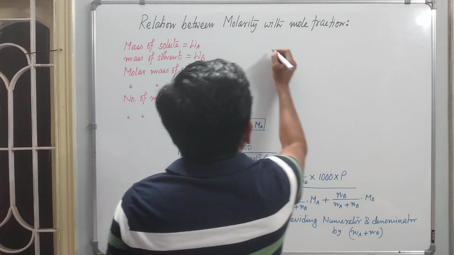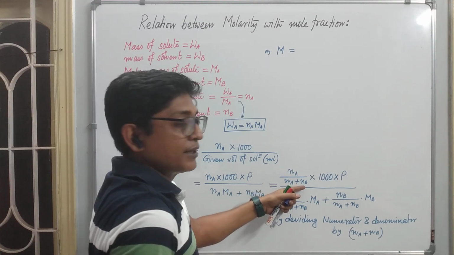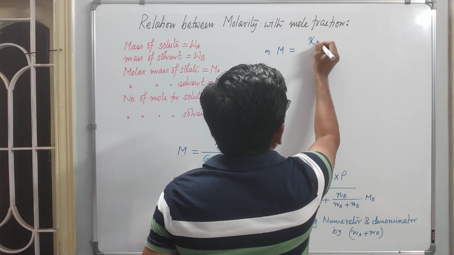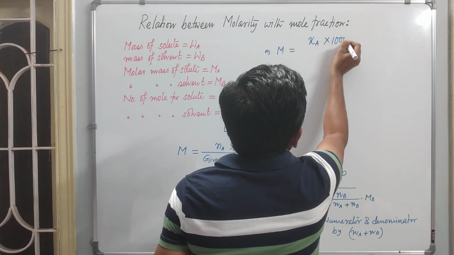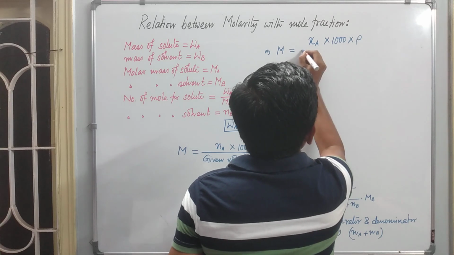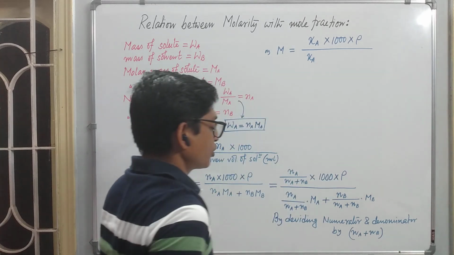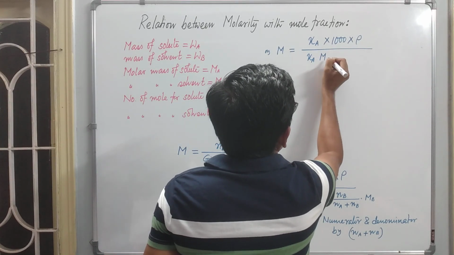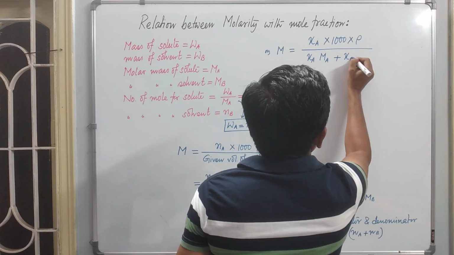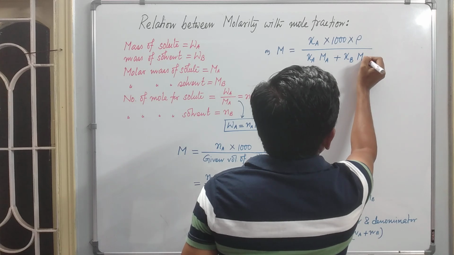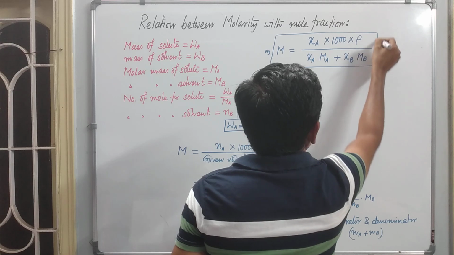Okay. So here if I am going to write, then molarity will become equal to, what is this? Na by Na plus Nb, that is the mole fraction of solute. Multiplied by 1000 into density, whole divided by, this is the mole fraction for A, I mean the solute, multiplied with Ma, plus mole fraction of solvent, that is B, into Mb. So this is the relation between the molarity and the mole fraction.